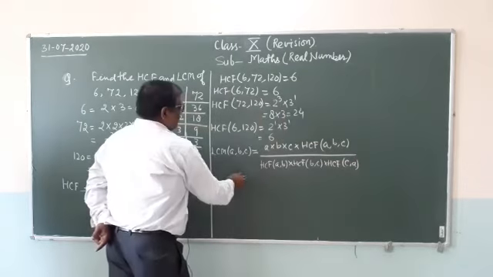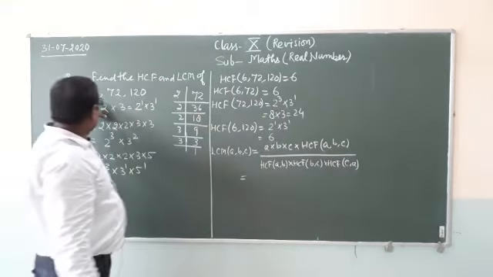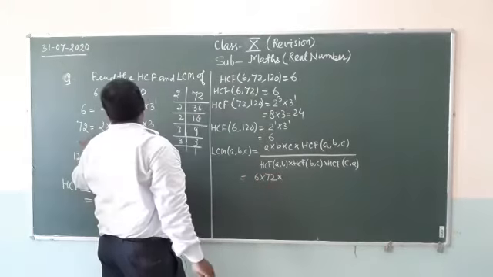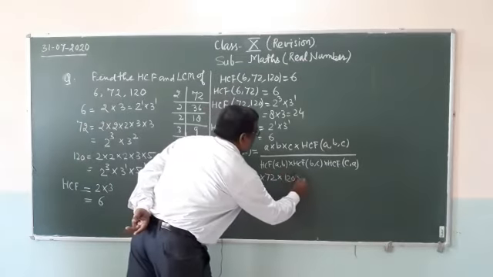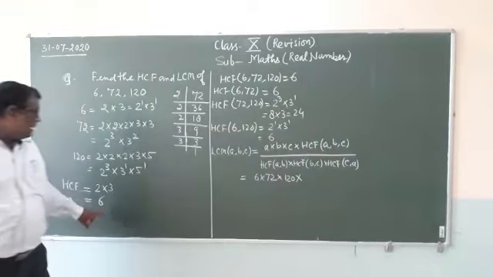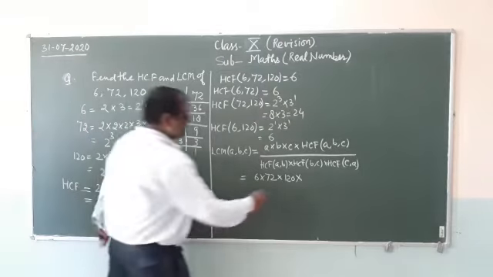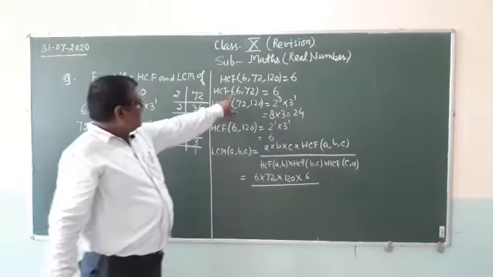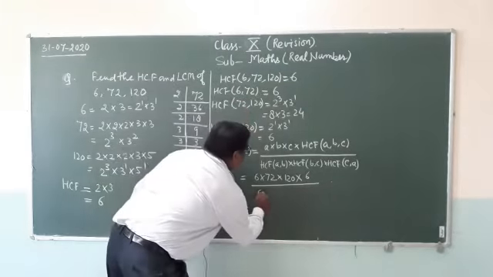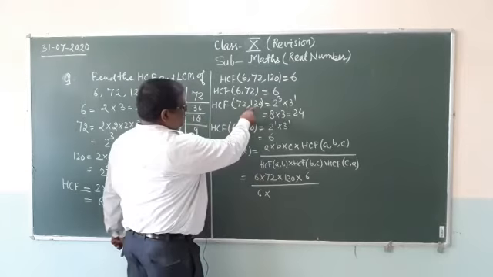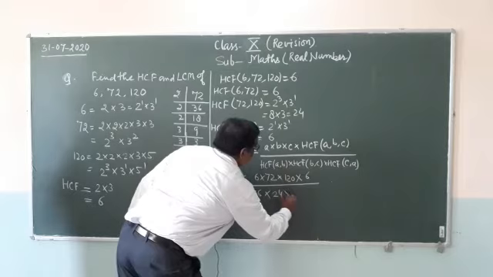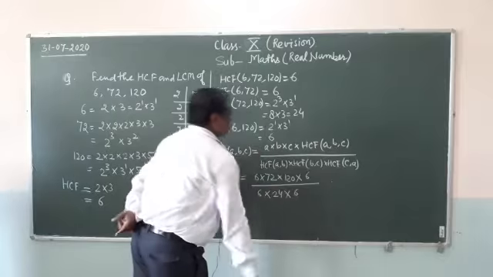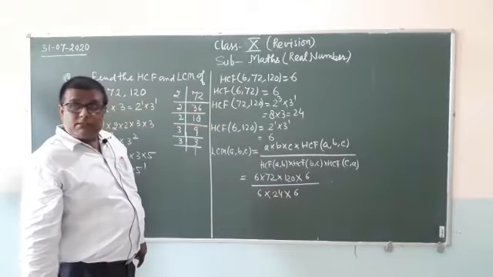Here, look. What is A? A is equal to 6, into 72, into 120. And the HCF of A, B, C is 6. Now upon, here look, the HCF of 6 and 72 is also 6. BC means 72 and 120, that is 24, and 120 and 6, that is 6. Now this is written in this form.